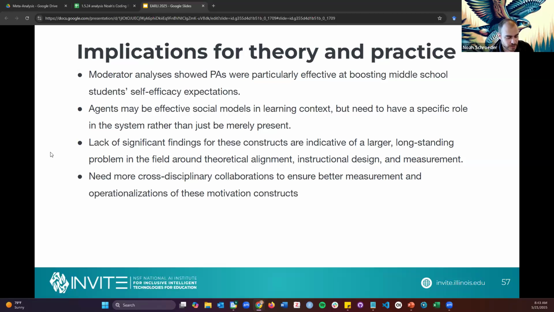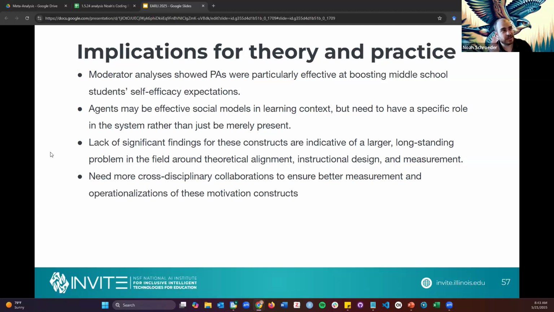We really found issues in regards to the theoretical alignment of measures in studies, in that we have a lot of measures, but they aren't necessarily aligned with any theory. I don't think this is necessarily restricted to pedagogical agent research. I think this is a longstanding problem in the larger field of multimedia research. I do think this is improving.